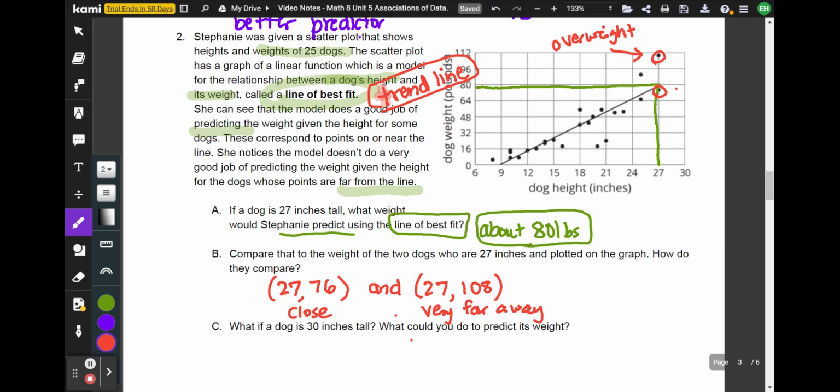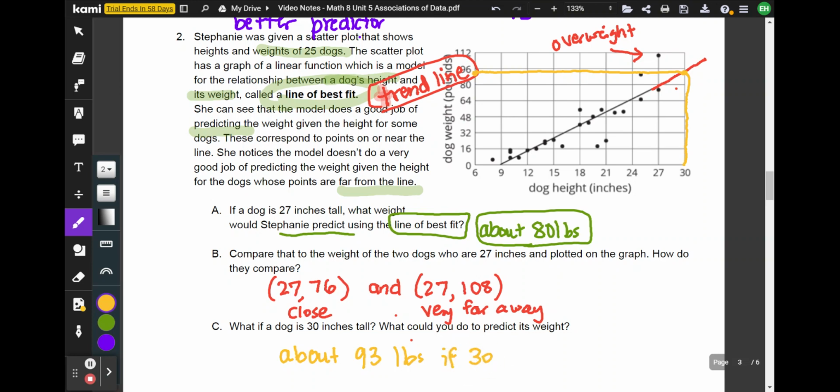All right, what if a dog is 30 inches tall? What could we predict? We're going to take our trend line and continue drawing it. I want you to take your pencil and finish drawing the trend line off the chart, all the way off the chart, as straight as you can. Then we're going to use that to predict. So draw from 30 straight up, put a dot, then come all the way over. That's about 96, so we'll probably go with 93 or 94. So using the trend line, about 93 pounds if they are 30 inches tall.